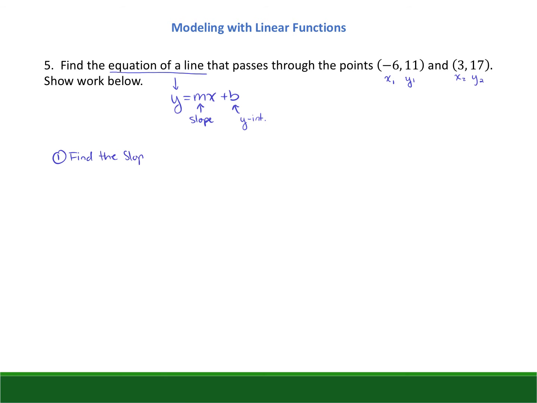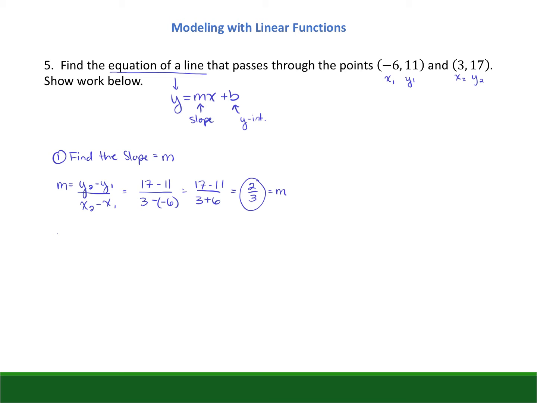So let's calculate that slope, m. The formula for calculating the slope is the same as the formula for calculating the average rate of change between 2 points. So that's y sub 2 minus y sub 1 divided by x sub 2 minus x sub 1. So now we can just do our substitution. 17 minus 11, divided by 3 minus, and don't forget that's minus -6. So that's 17 minus 11 over 3 plus 6. Be careful with your signs. And that gives us a slope of 2/3. You can just leave your slope as a fraction.